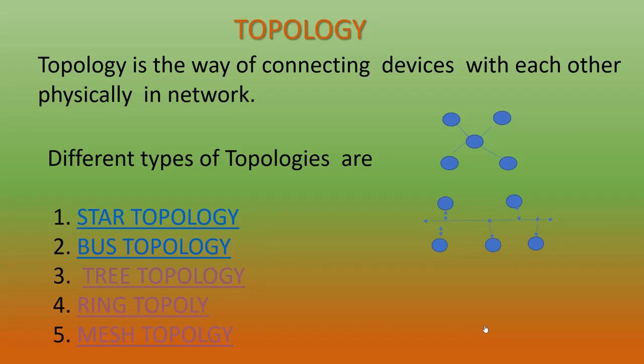Tree means there is a central hub and secondary hubs. All the nodes are connected to the central hub and secondary hubs. Ring means the nodes are connected in the form of a ring. Mesh means all the nodes are connected individually to all other nodes. That is known as mesh topology. So you have to study the advantages and disadvantages of each of these topologies.